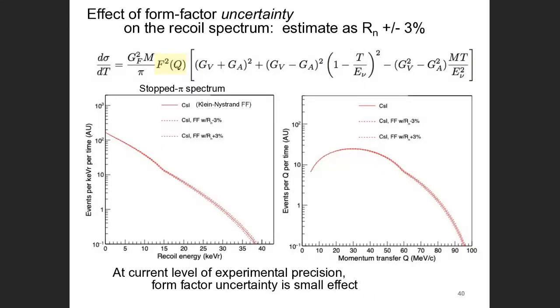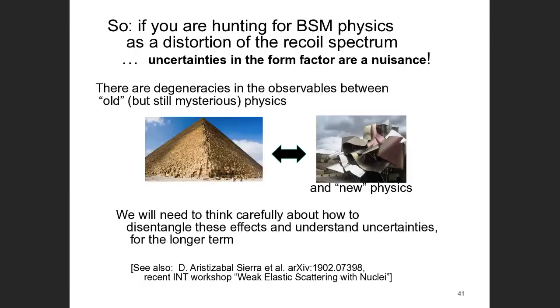So this is something that you can do, and this is just showing you it is a very small uncertainty. This is the example for cesium iodide. This is the recoil energy spectrum. On the right-hand side is the momentum transfer spectrum, just changing variables, and the width here you can see is the uncertainty from the form factor. So you can see it's very small at the current level of experimental precision, but it's a new way of measuring it, and we can hope to get to the precision of measuring it.